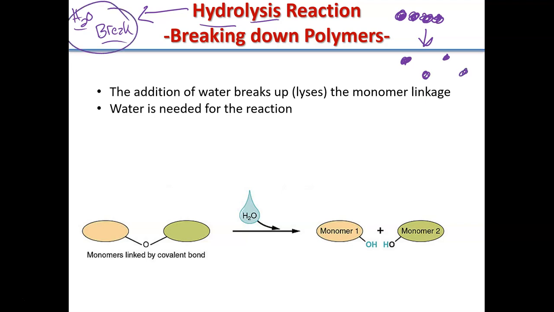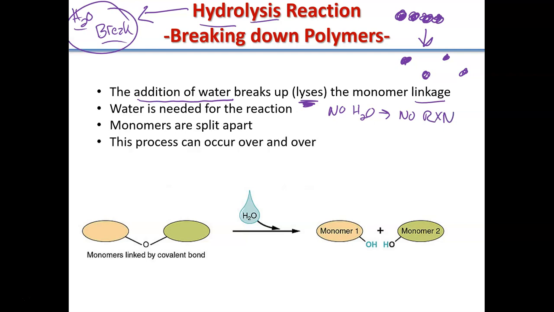So water breaking. The addition of water, adding water, is going to break up or lyse the bond. So water is required for the reaction. If you have no water in this reaction, you have no reaction. Water is required. This helps to split apart monomers. This can happen over and over again. So again, if we're looking at this image, this is going to be our polymer. They're linked by that O. By adding in the H2O, you're now adding an OH to one side, and that remaining H goes with the original O that was there.